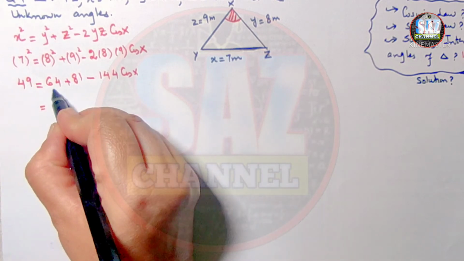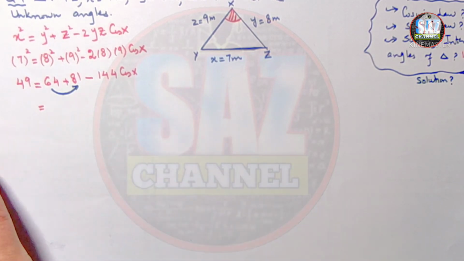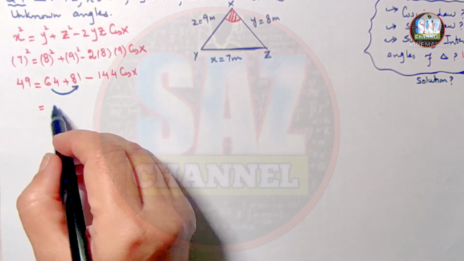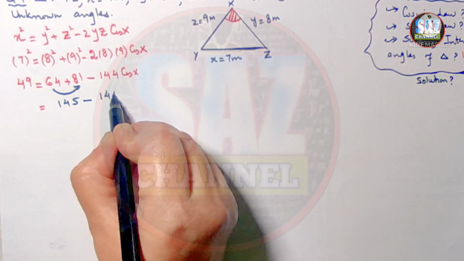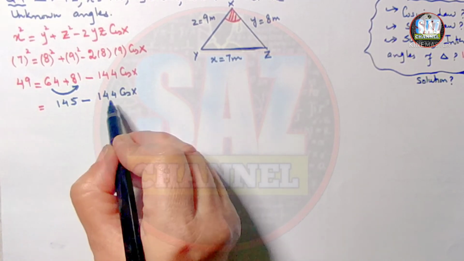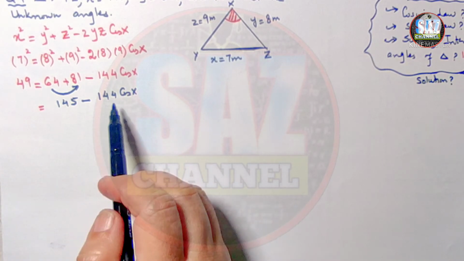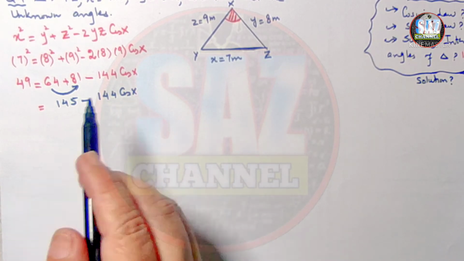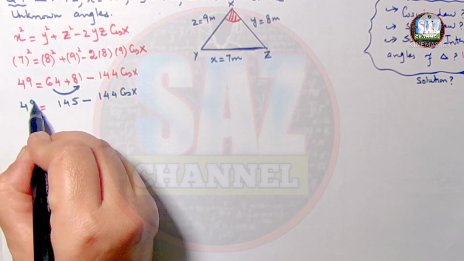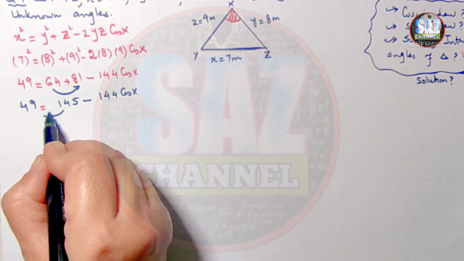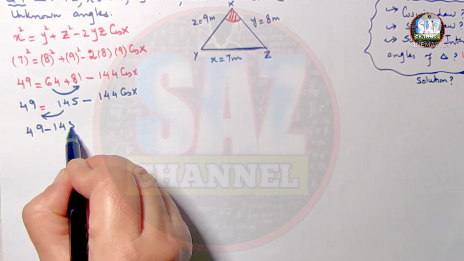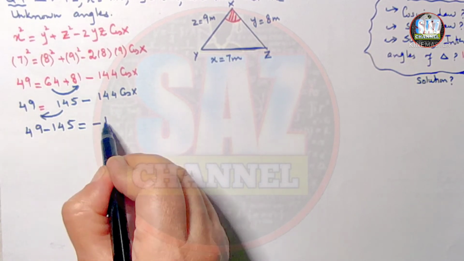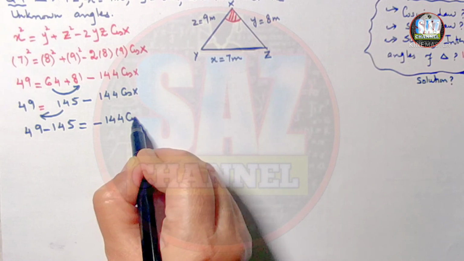Now add up 81 and 64. I'm going really slow because this is also one of the important questions. This is 64 plus 81, this is 145. Okay, now children, please focus your attention, that we cannot solve 145 and 144 cos x. They are not like terms because 144 is multiplied by cos x and this is 49. Now what we have to do is shift 145 to the other side and it will give me 49 minus 145 equals minus 144 cos x.